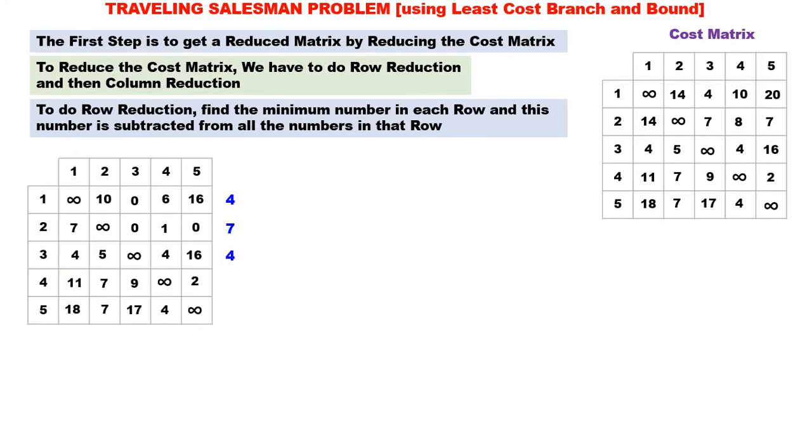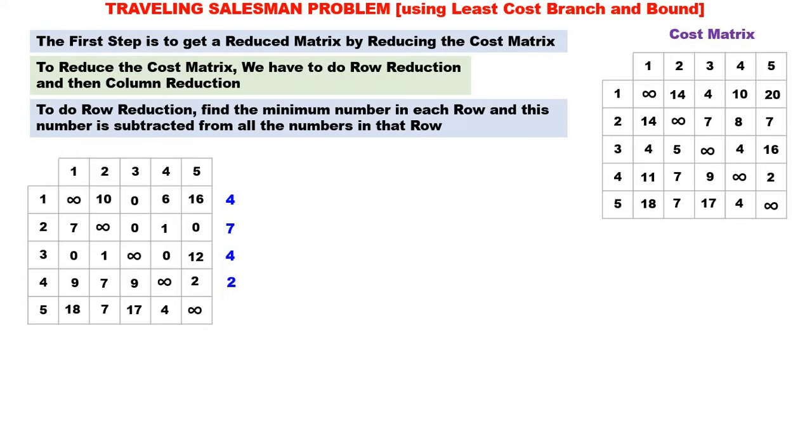That is 4 minus 4, 0. 5 minus 4, 1. Infinity minus 4, infinity only. And 4 minus 4, 0. 16 minus 4, it is 12. Next, come to the fourth row. In the fourth row, what is the smallest element? 2. So 2 should be subtracted from all the elements of the fourth row.